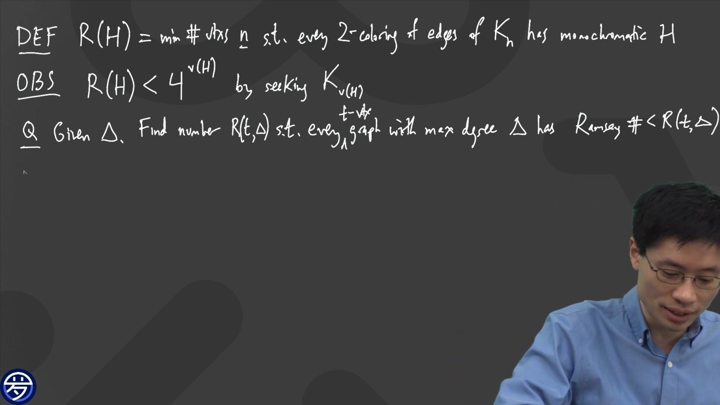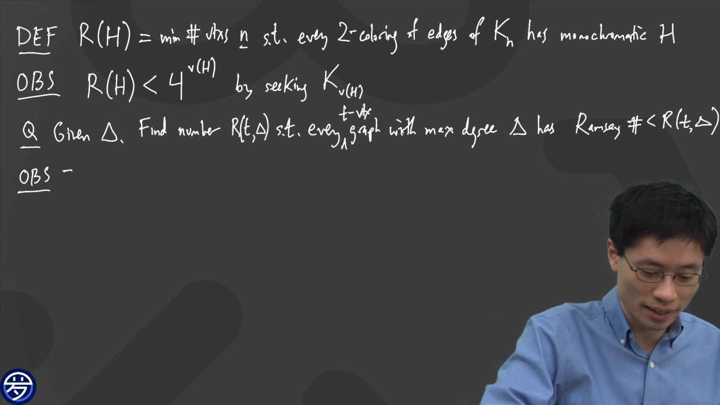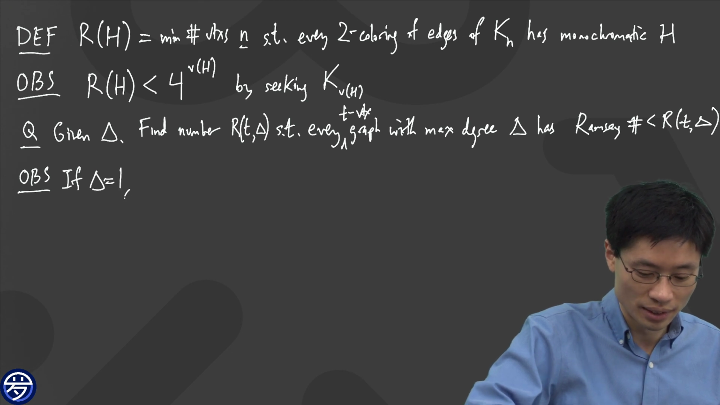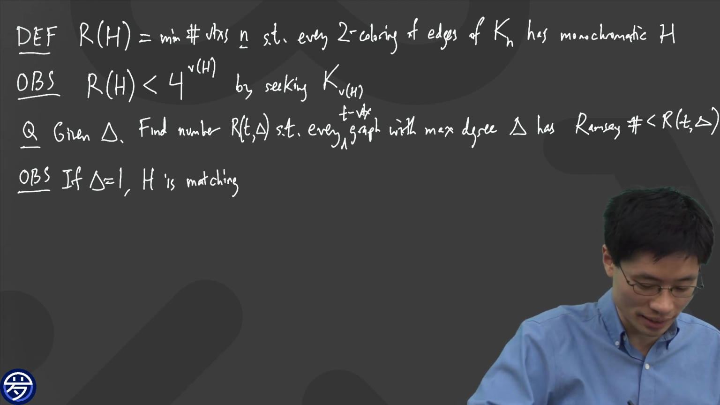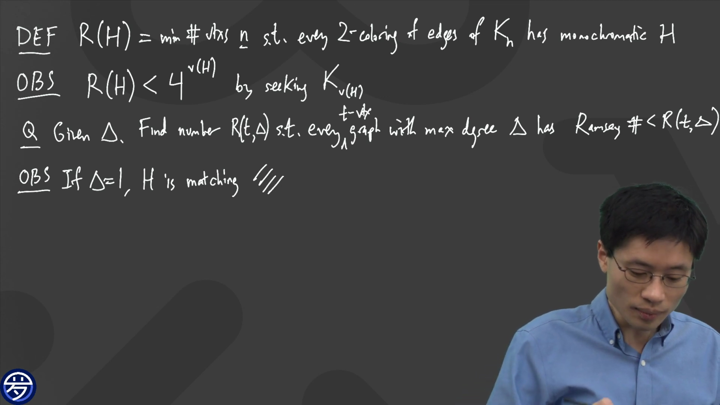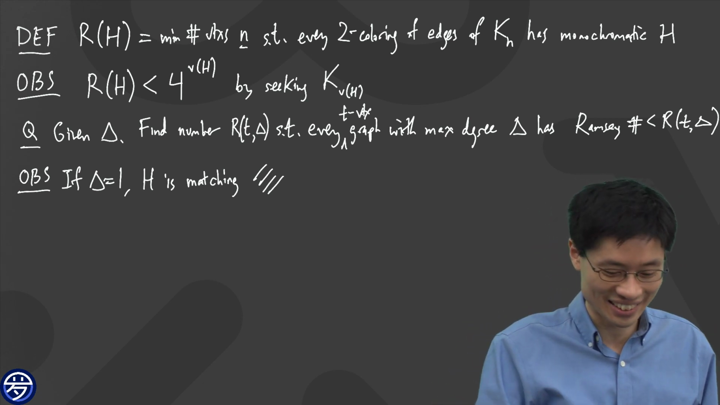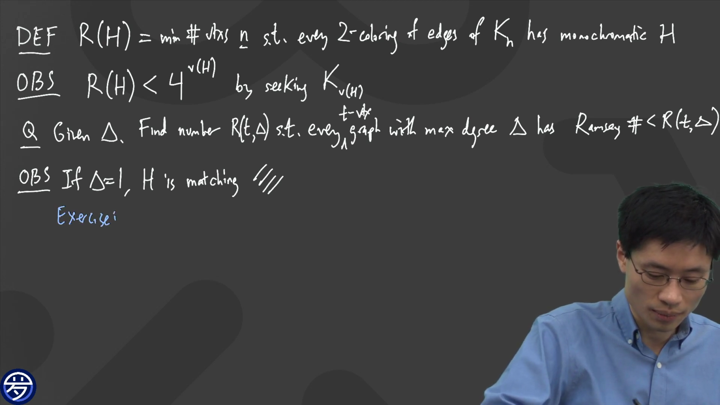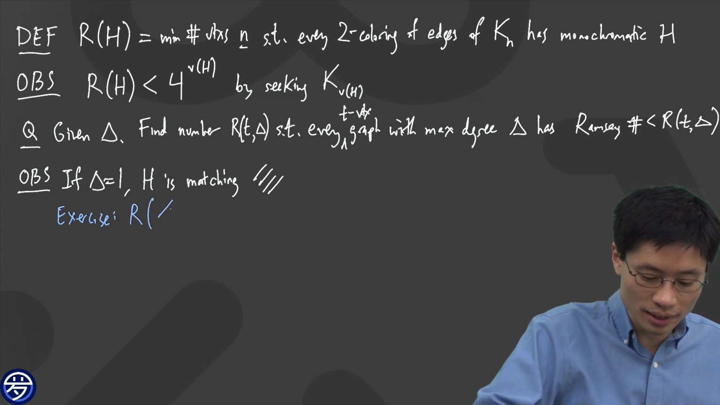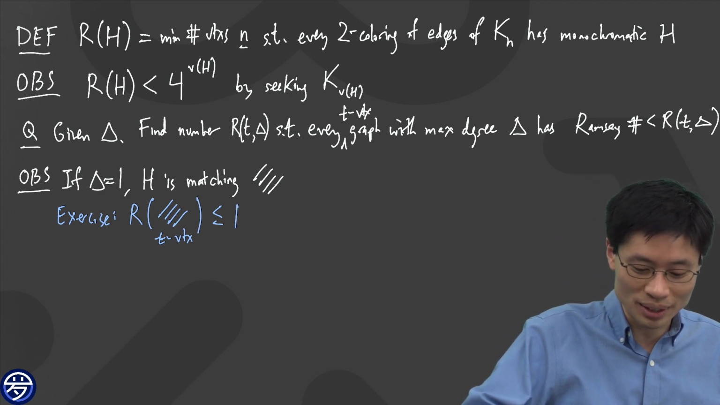So let's start with another observation. That one I'll just give as an exercise; if you're curious, you can play with it. It's not a very hard problem. Observation: if capital delta equals 1, then H is a matching. Not a perfect matching, just a matching, which looks something like this. It's an easy exercise that the Ramsey number of a t vertex matching is at most some constant times t.